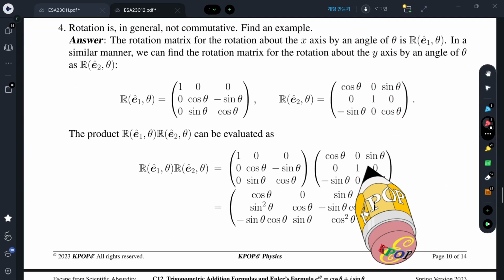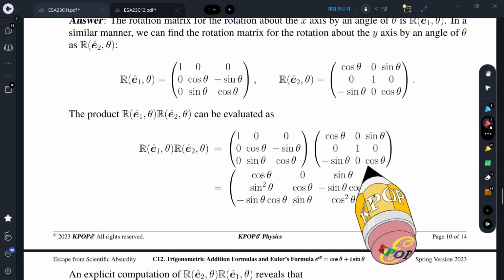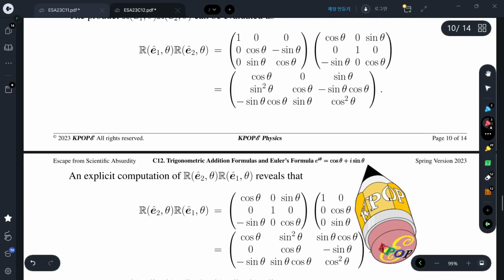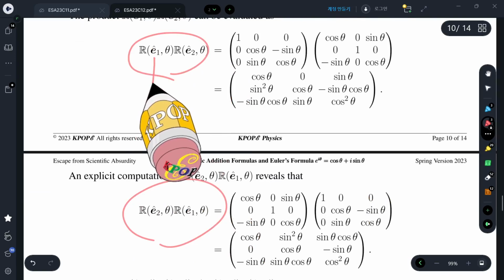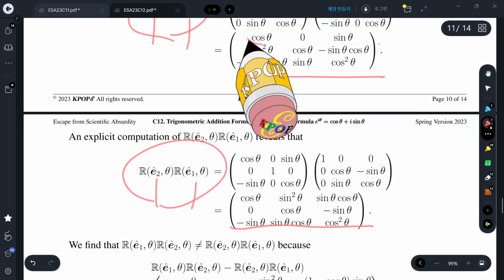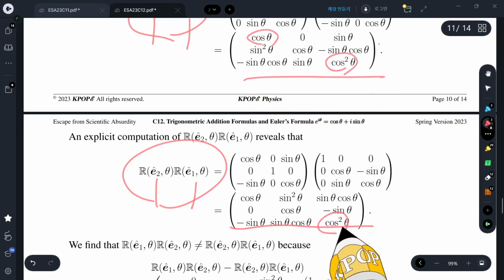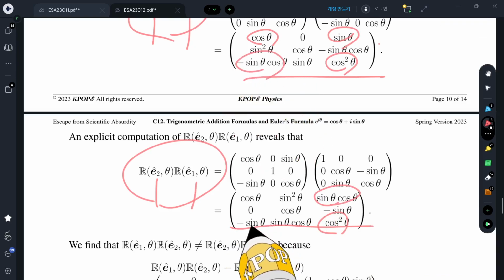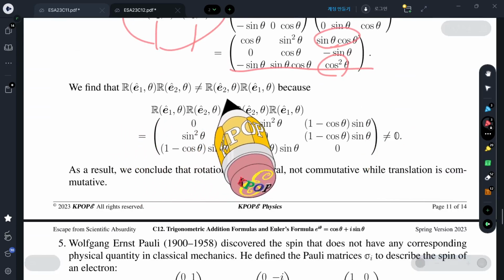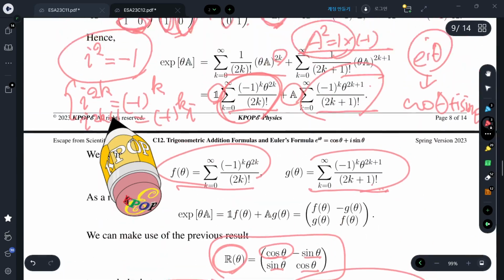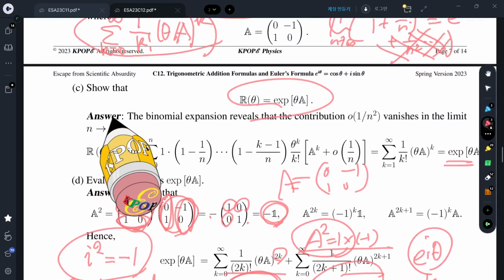Next one is that rotation is in general not commutative. So if I use a different axis of rotation, we will find the products R1R2 and R2R1. In the final results, some elements are the same, but these elements are different. So in general, matrix product is not commutative. The commutative relation holds only for the case in which the axis of rotation doesn't change at all.